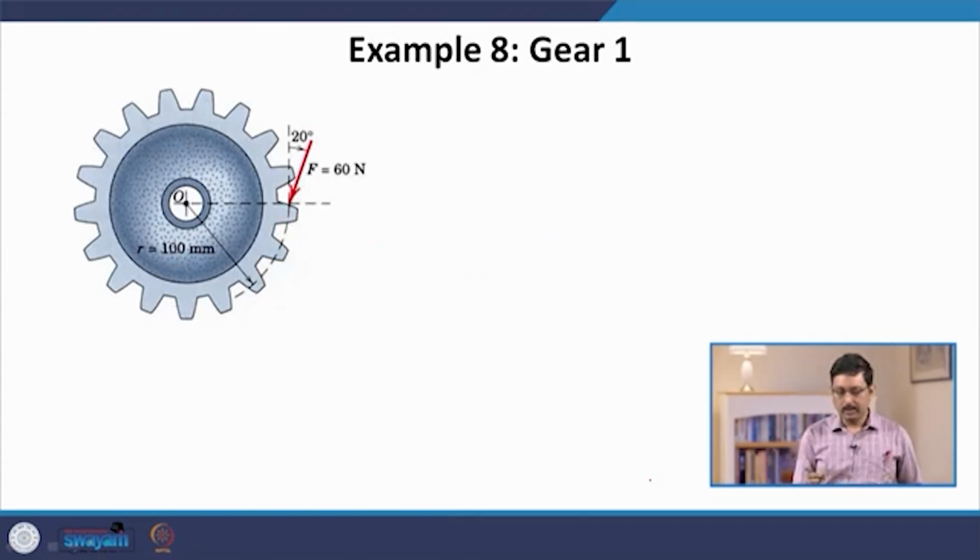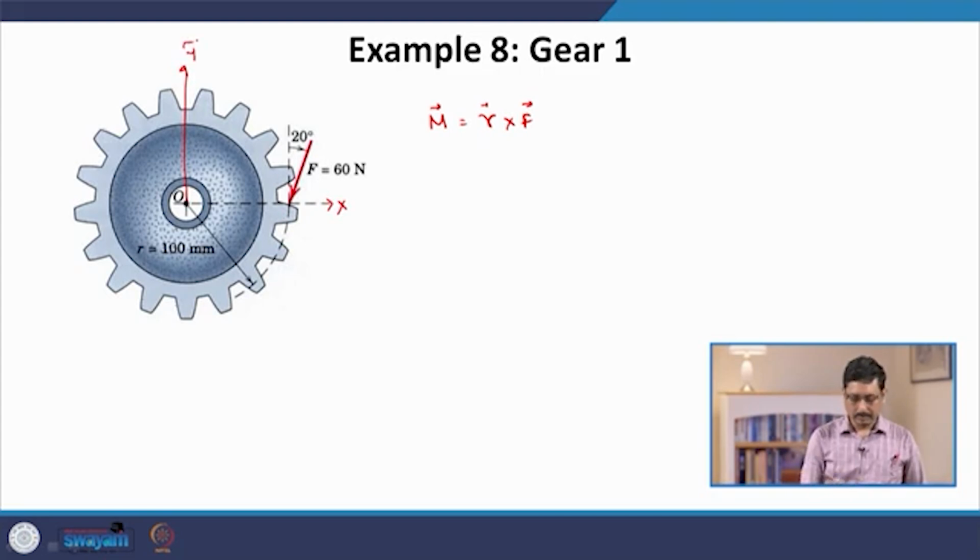Now, I am going to use a different way to calculate the torque, the second way, to get a feeling about the moment. We are going to apply this definition that torque is given by r cross F. We choose our coordinate system such that this is our x axis and this is our y axis. Now, we redraw this force by moving it a little bit further, so that the tail of the arrow coincides with the x axis.